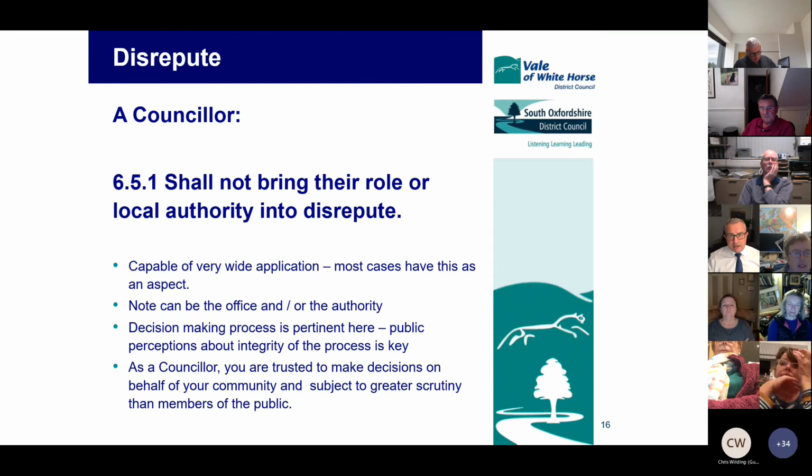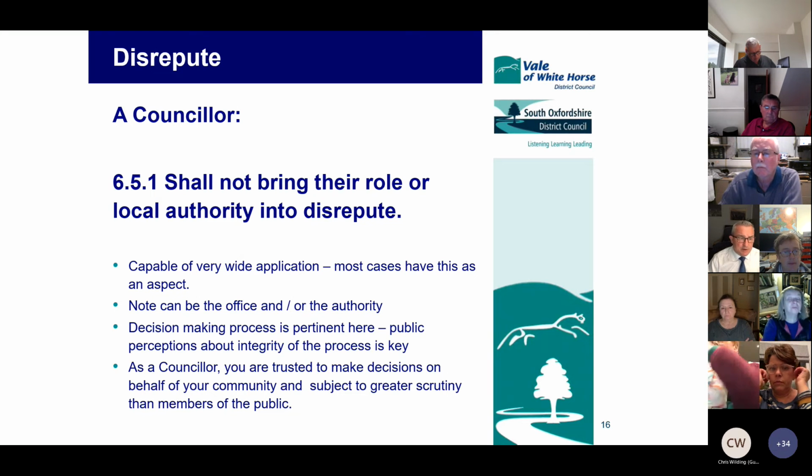So disrepute is probably one of the widest of the obligations in the code of conduct, and it's a matter of judgment. You can either bring your office or the local authority into disrepute. As I say, it's capable of very wide interpretation, application, and most cases have this as an aspect. One of the things I point out is decision-making process is pertinent here, and particularly around interests, because public perception about the integrity of our decision-making process is key. Now, you may take a view as town and parish councils that the likelihood of challenge is probably quite small, and I think that's probably correct.